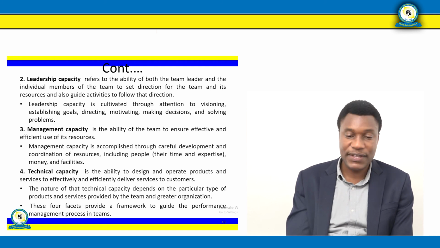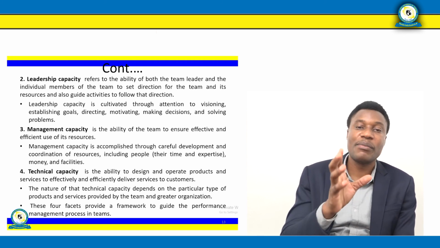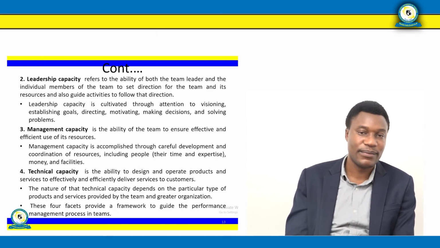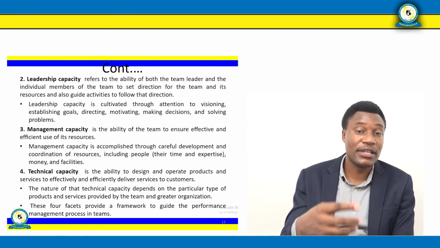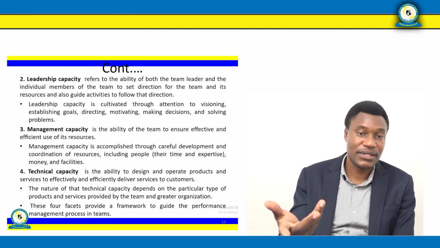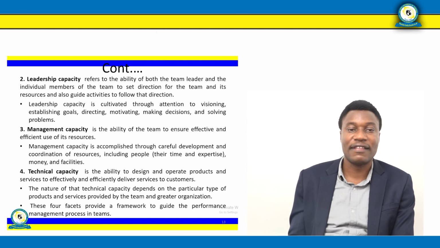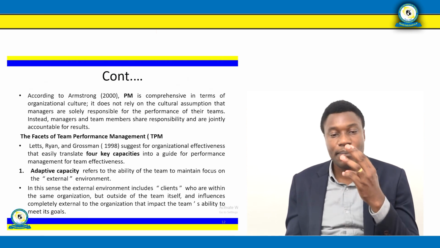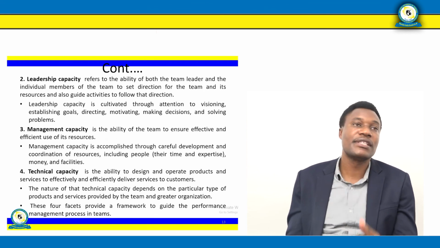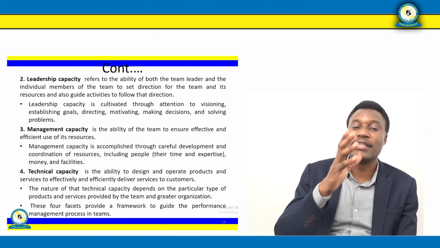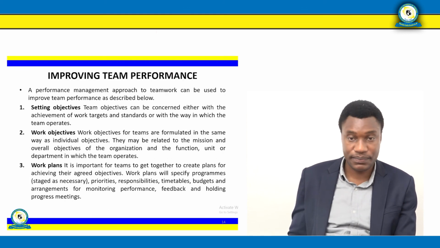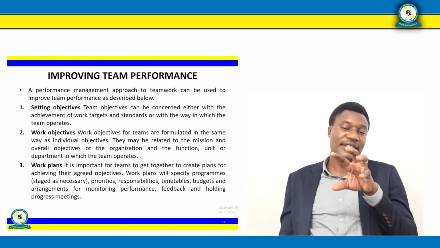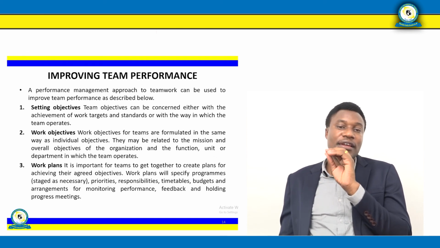These four features or characteristics provide a framework to guide the performance management process in the team. So as a manager talking to you, as a student, as an employee, you have to keep in mind as you move to work in teams. It's very important to understand this, that in a team, we need adaptive capacity, leadership capacity, management capacity, and technical capacity for a team to improve and perform positively. Those are the characteristics that guide performance management in teams.